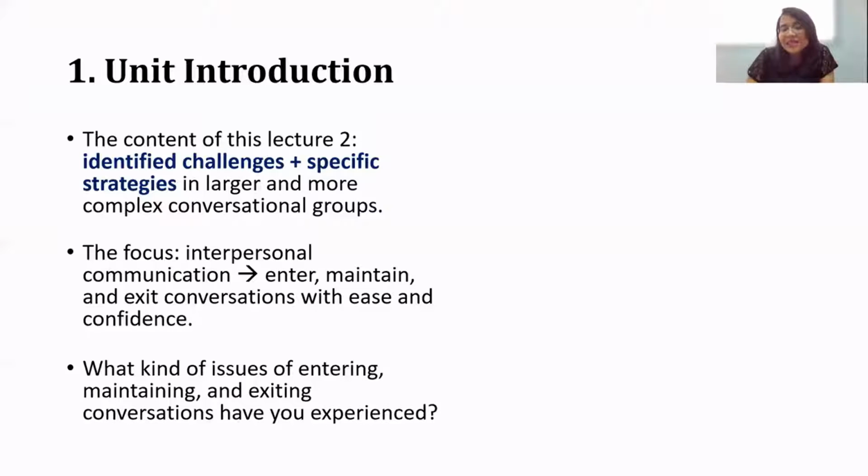Or when exiting, you feel like it is impolite to leave your speaking partner when you think that your speaking partner still wants to continue the conversation. So what kind of issues have you ever experienced? If you need time to recall your experience, you may pause this video and stay on slide 3 on your PPT file. And you may take your time to recall your memories about those things.